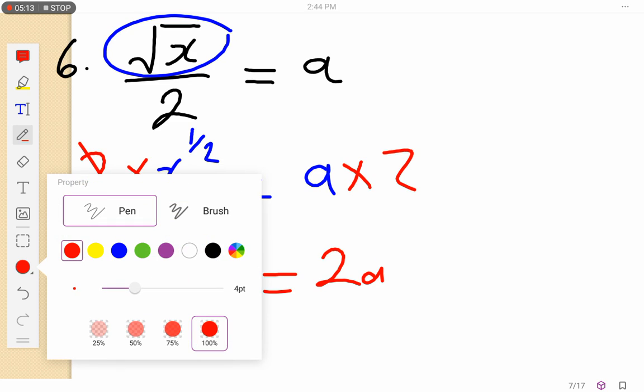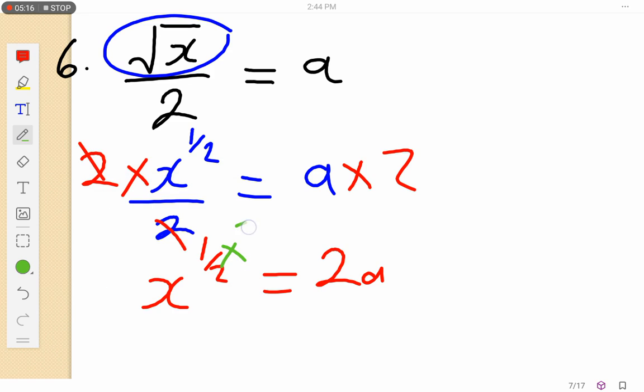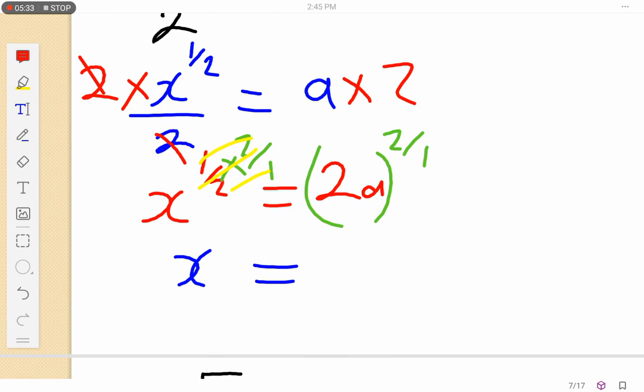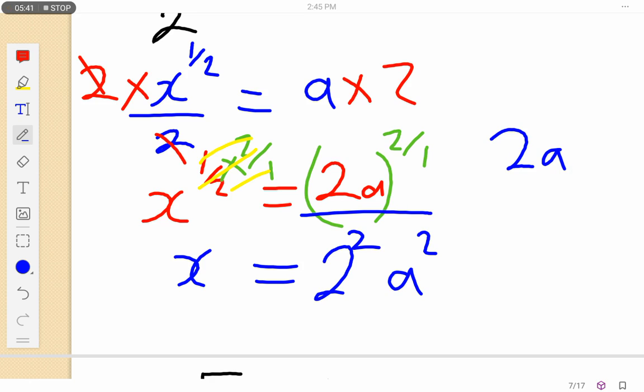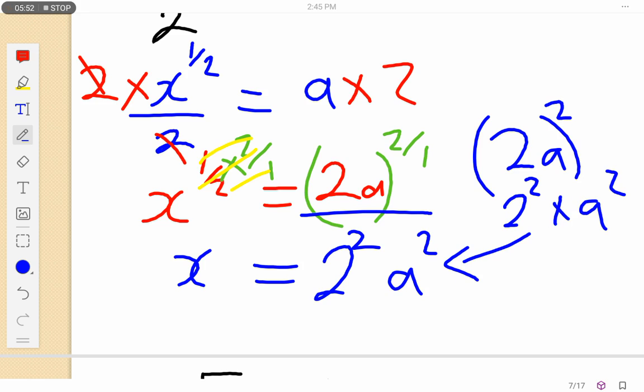Now to remove my half there, I'm going to multiply everything by 2 over 1. On the left side, they are going to cancel off each other. So we'll get our x is equal to 2 to the power of 2 and a to the power of 2. I'm removing the bracket here because (2a) to the power of 2 over 1 is the same as 2a to the power of 2, which is the same as 2 to the power of 2 times a to the power of 2, which is what I've written there.